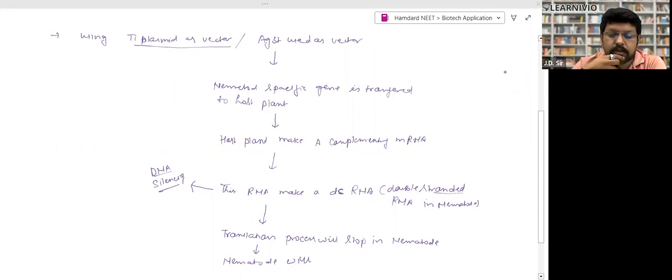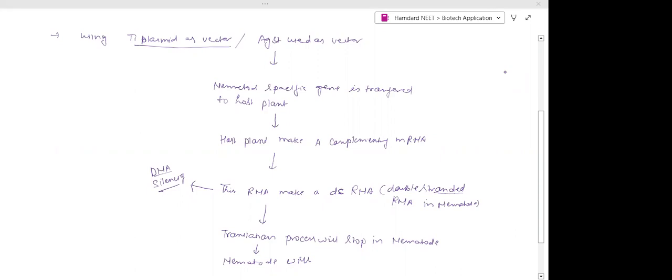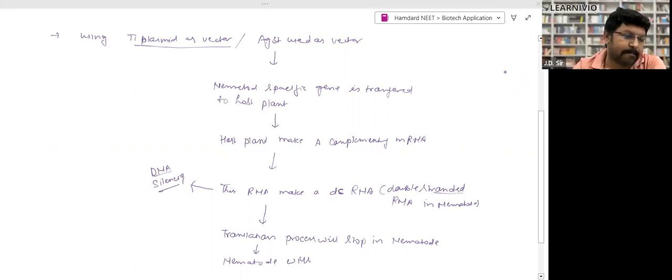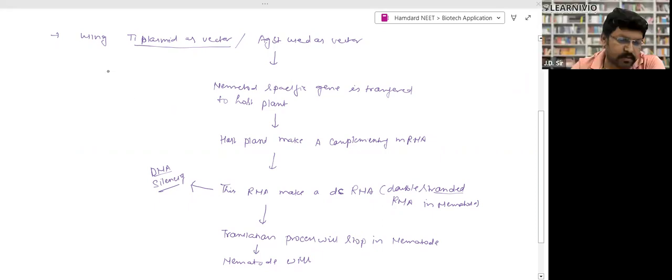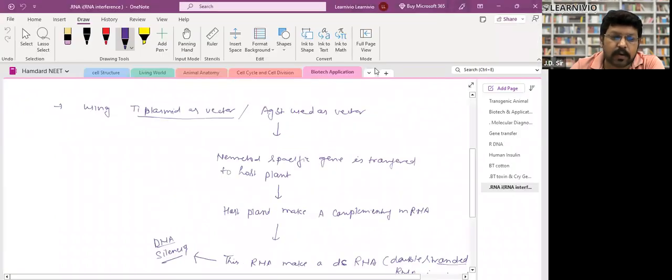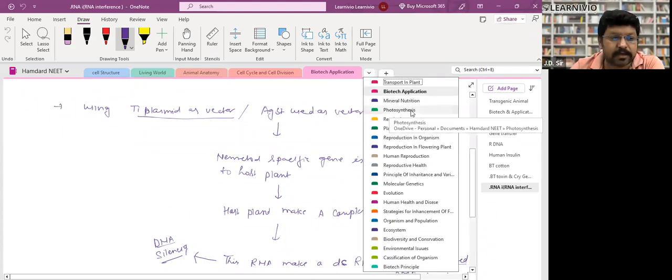Done? Could we start the next chapter? Yes, sir. Heather, all done? Yes, sir. Alia, Alia. Great. Still, after the class, you have to go through the previous year question papers as usual and the NCERT as well. And in case you have any question, note it down and ask me next class, right?